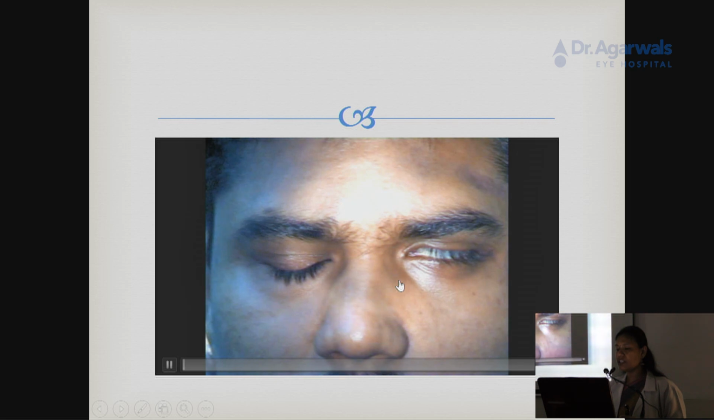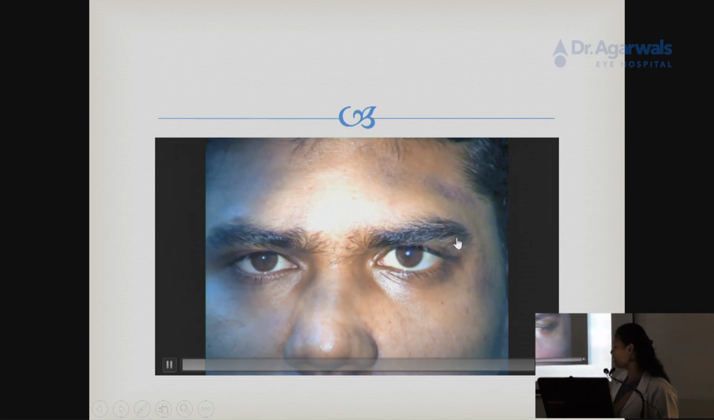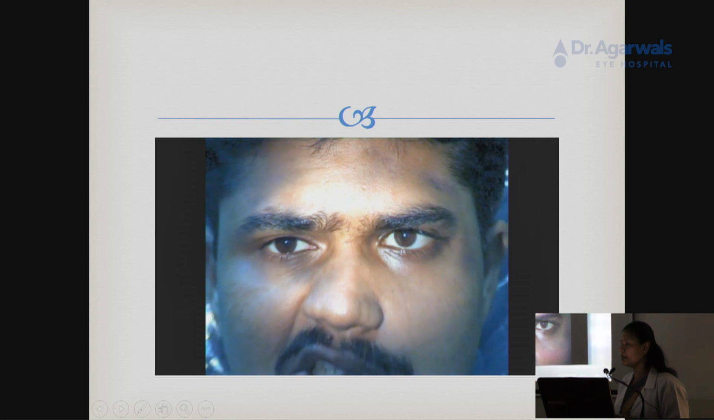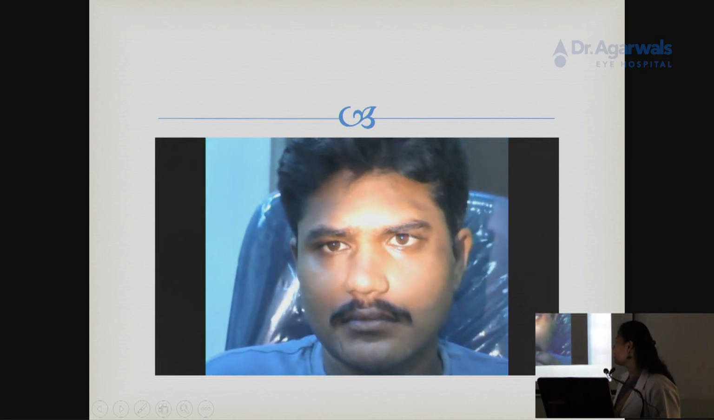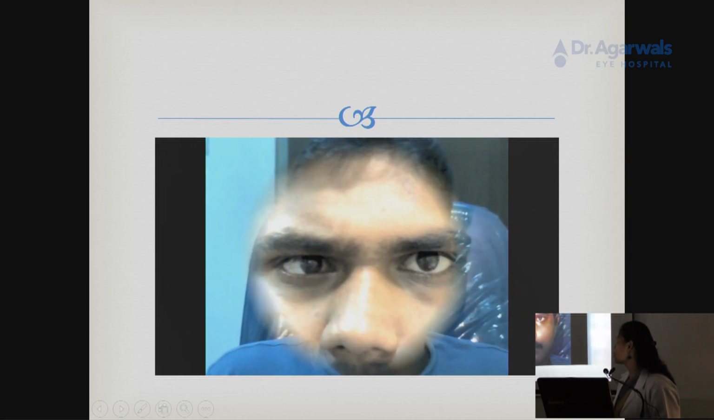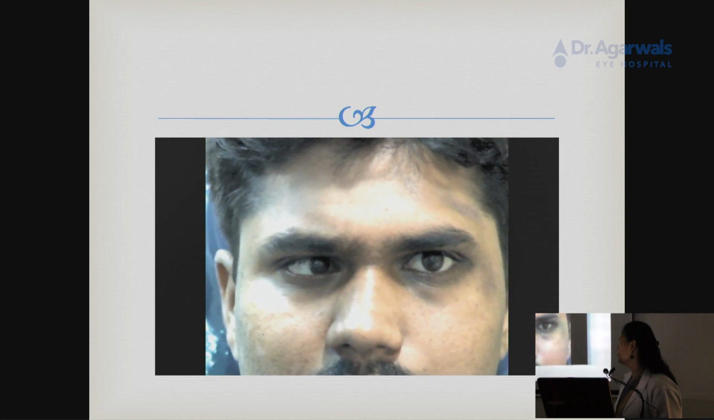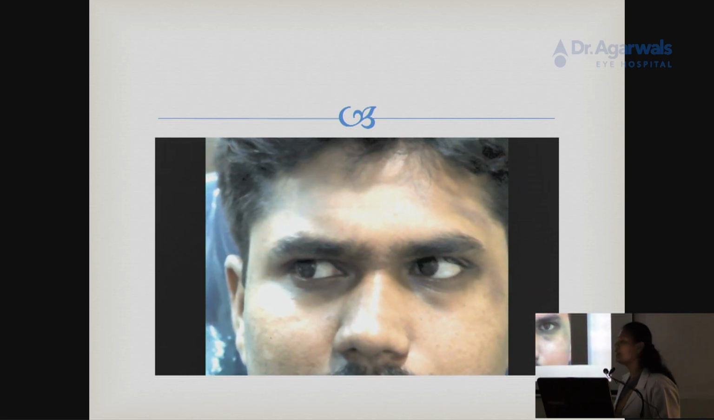Sixth nerve palsy is pretty easy to diagnose. So this is a patient having a seventh nerve palsy also associated. The patient has got a lagophthalmos, and you can see the deviation of the mouth. And when you are checking for the extraocular movements, the abduction was limited.